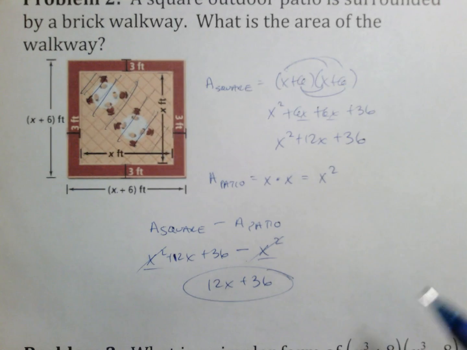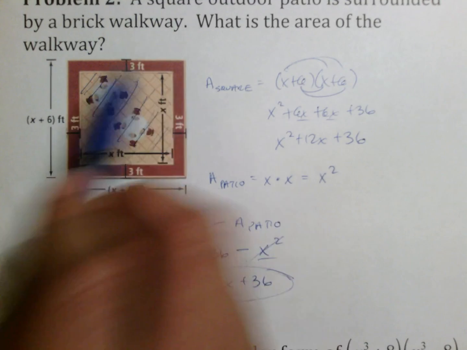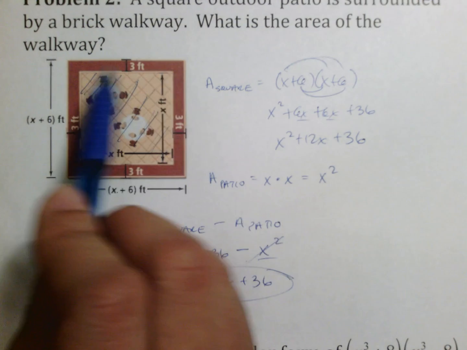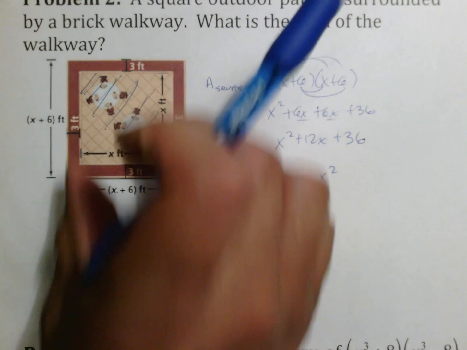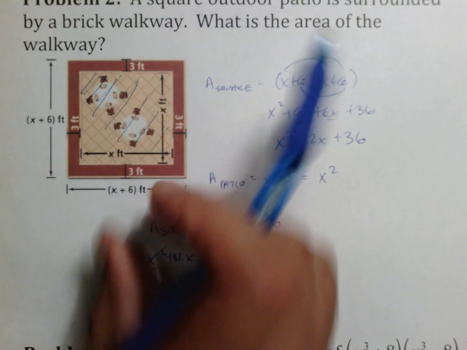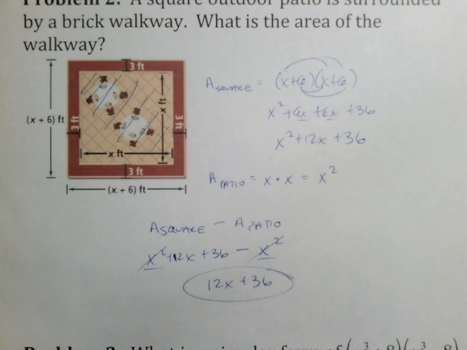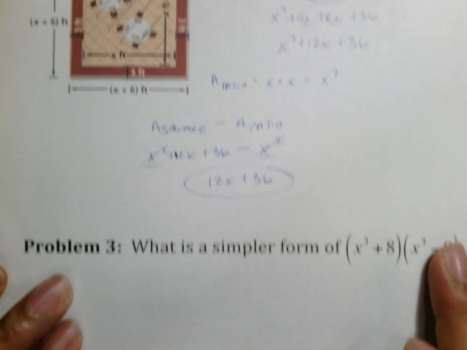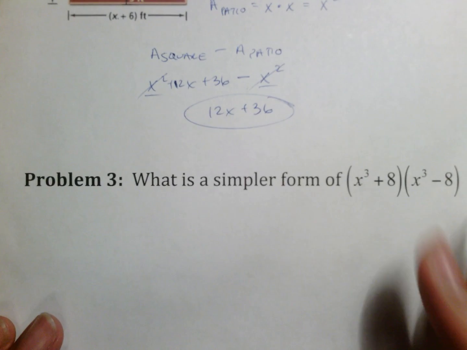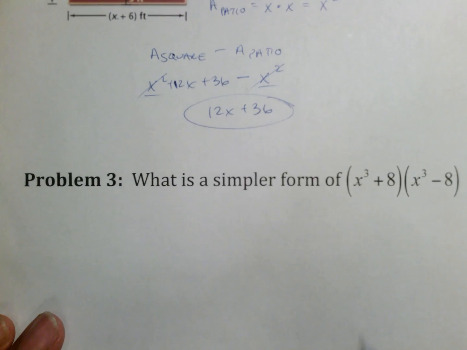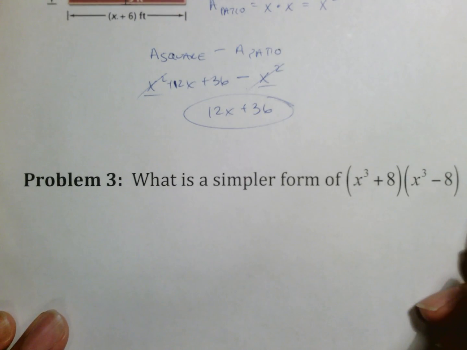But either way, just make sure you understand whenever you have shapes that are overlapping and you want something taken out of it, you simply take the area of the big piece and subtract the area of the piece that's inside of it, and that'll give you the area on the inside. Going a little bit further and making sure we have our idea of how to work these things out, we've got x to the third plus 8 times x to the third minus 8.